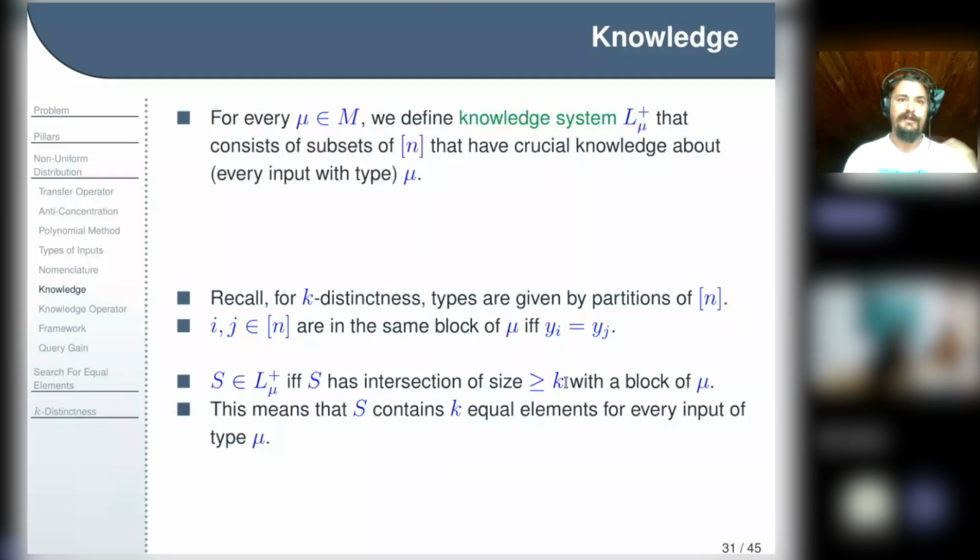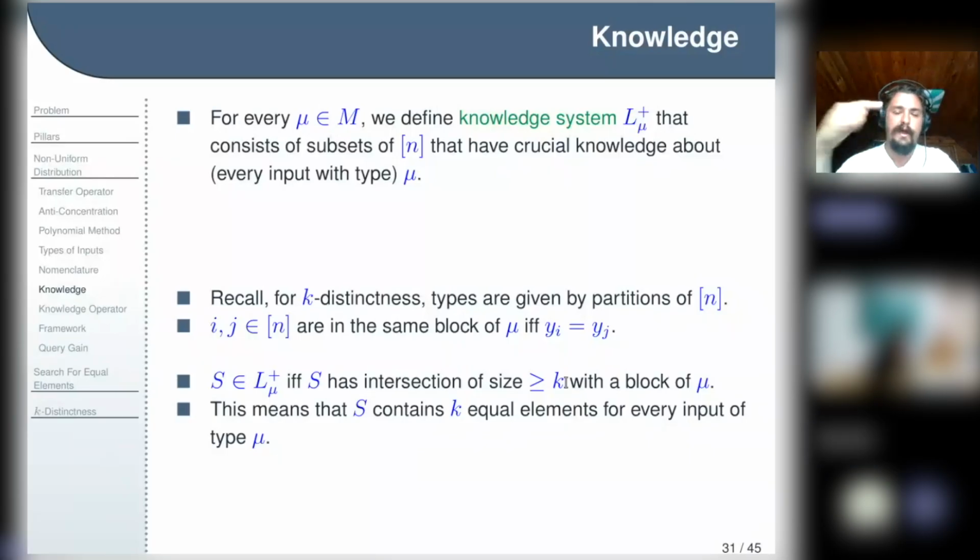If you know this S, it has this subset of k elements which comes from the same block, so it can output that these k elements are equal. If it knows the values of the elements in S, it has found the k-collision for each input with type mu. Does it answer your question how this works for k-distinctness? Yeah, I think so. I'm not too sure about the structure, but I see that you are trying to partition your initial string. Yes. Yeah.